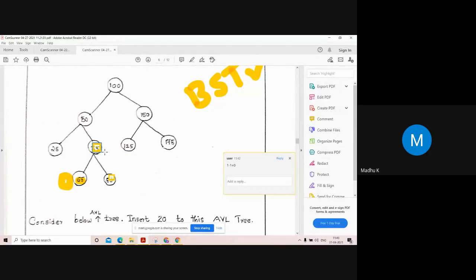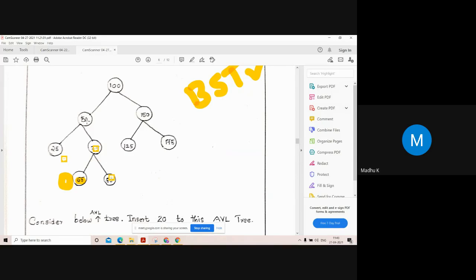Note that it is left subtree minus right subtree. Height of left subtree minus height of right subtree is the correct one. So this is the balancing factor. It's also okay. Now, what is the balancing factor of this one? It's also 0. Why? Because no left subtree, no right subtree.